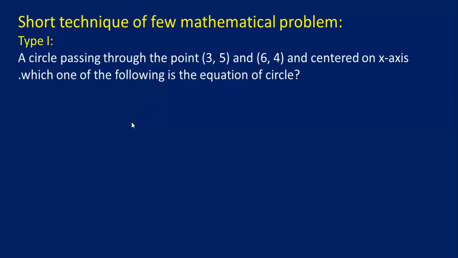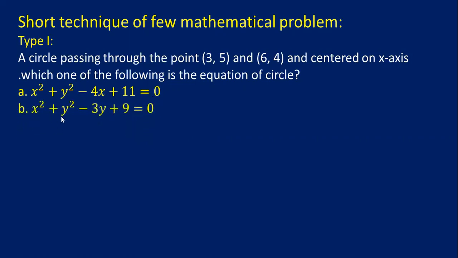Here are the options. Option 1: x² + y² − 4x + 11 = 0. Option 2: x² + y² − 3y + 9 = 0. Option 3: x² + y² + 5y = 0. Option 4: x² + y² − 6x − 16 = 0.